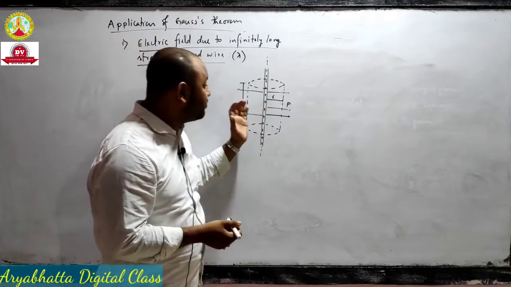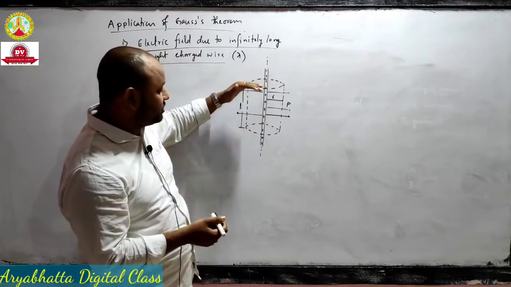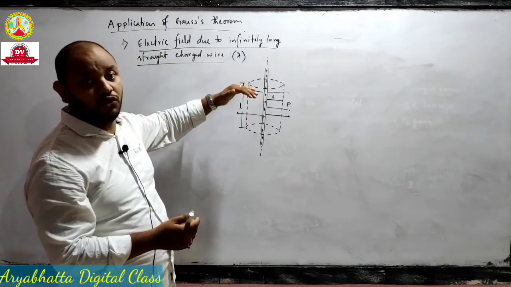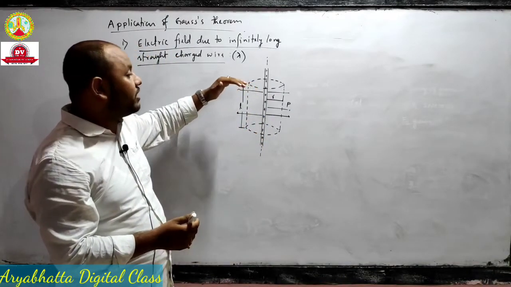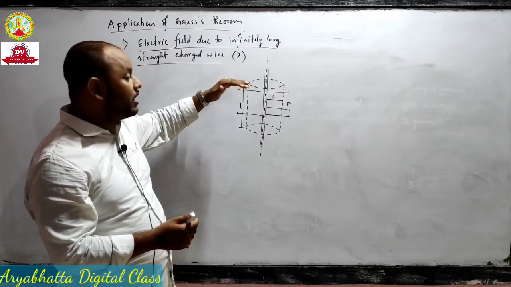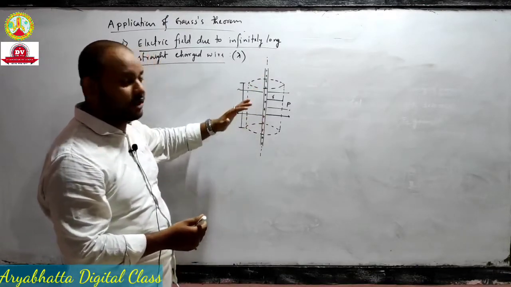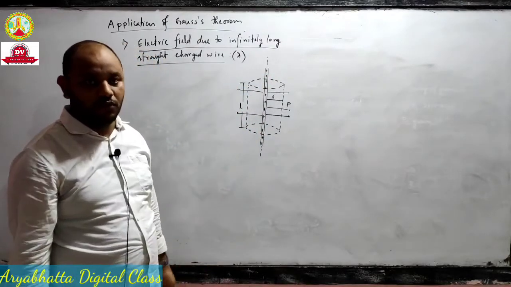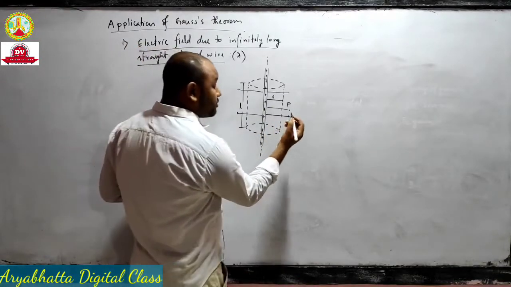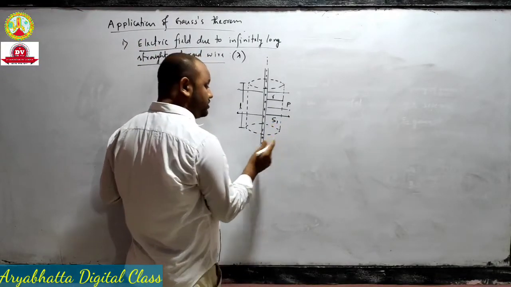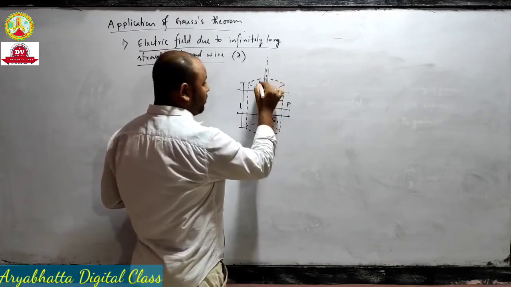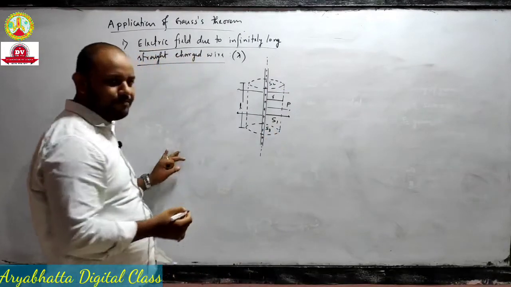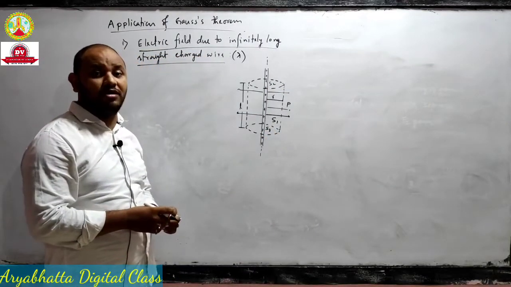Flux will be through which surface? There will be flux for the curved surface. For the upper flat surface and the lower flat surface, no field line will intersect these two flat surfaces. No field line will cross them. That is why the flux from the upper flat surface and lower flat surface will be zero. Suppose this curved surface is S1, the upper flat surface is S2, and S3 is the lower flat surface. We need to calculate the total flux.